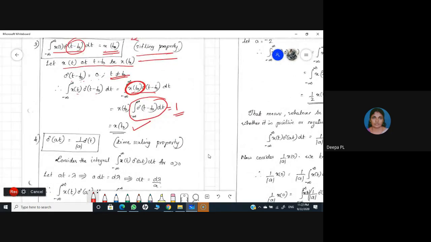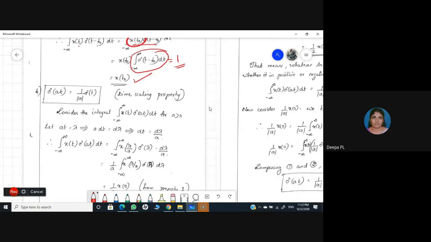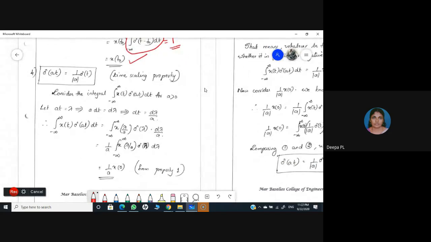Here is how I can prove it. I am considering the integral over t from minus infinity to infinity of x of t into delta of at dt, for a greater than 0. Suppose I replace this at with lambda, that means I am putting at equal to lambda. If at is equal to lambda, then delta of lambda, or I can replace delta of t with lambda by a.